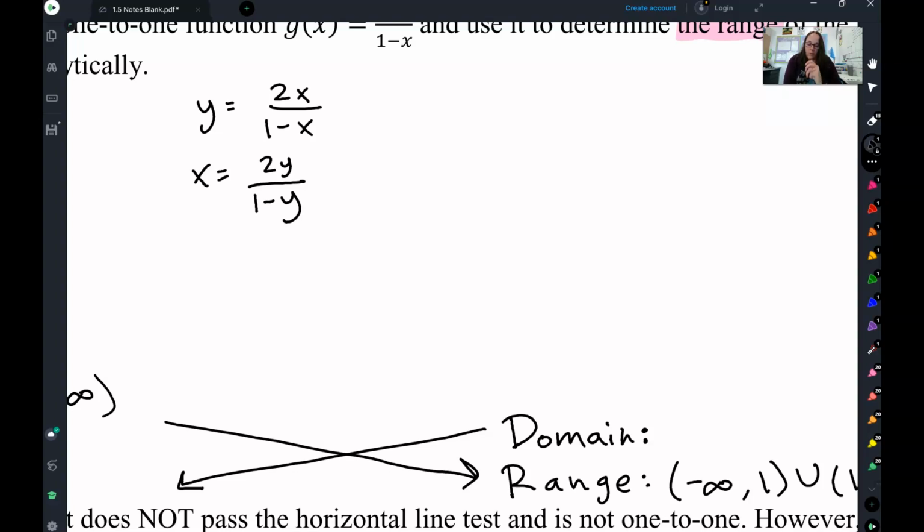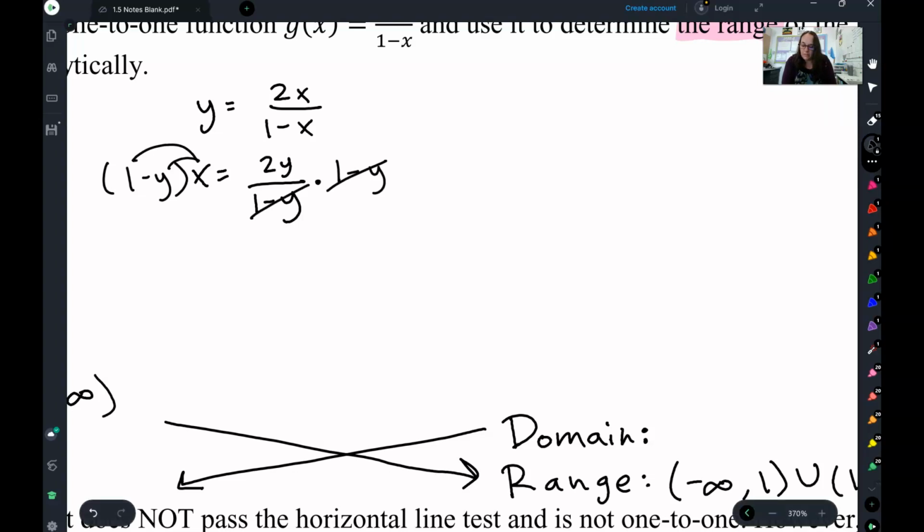So, first thing I'm going to do when solving this for y, I don't like denominators. So I'm going to multiply both sides by the denominator so that I don't have anything in the denominator anymore. And I'm going to distribute that x. So now I've got this, no denominators. That's a good bonus. But I need to solve this for y.